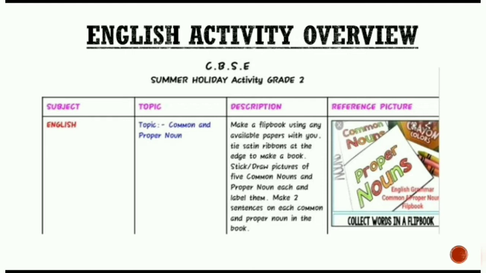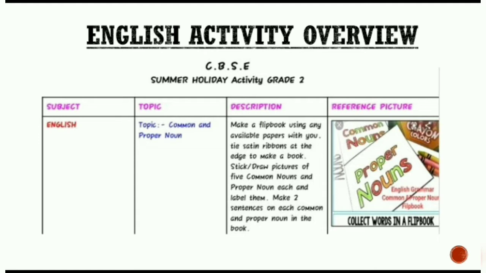The description which we have to follow while doing this activity is: make a flip book using any available papers with you. Tie satin ribbons at the edge to make a book. Draw pictures of 5 common nouns and 5 proper nouns each and label them. Make 2 sentences on each common and proper noun in the book.